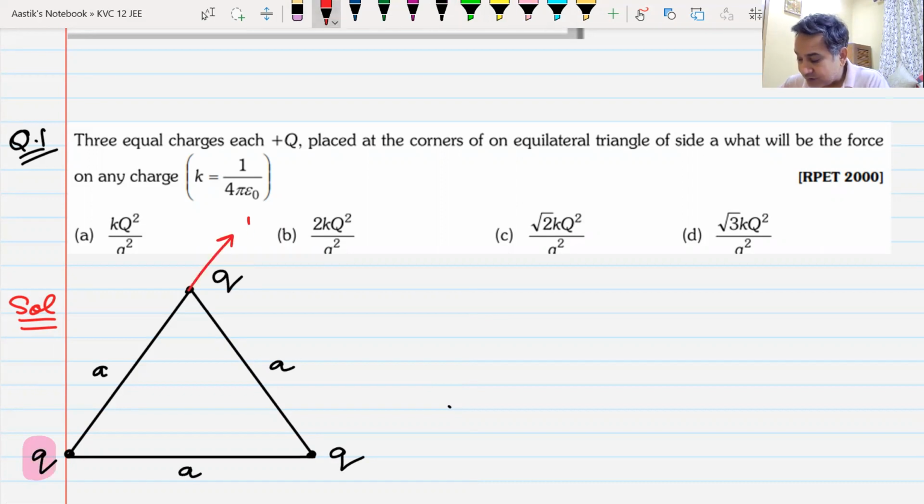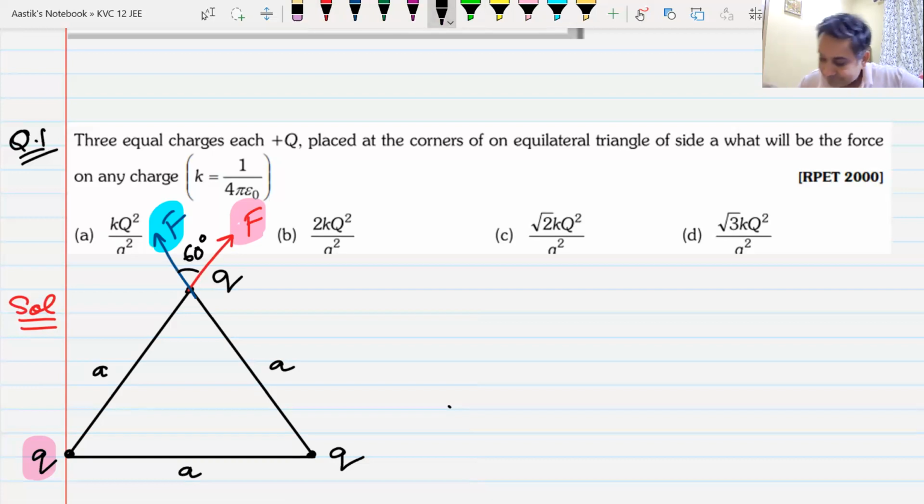This will be the force F. Because of this other charge Q, it is also going to be repelled. We call this force F. Both have the same magnitude. Why do they have the same magnitude? Because everything is the same. Yes or no? Then these are just two vectors. There are different ways in which you can find the resultant. You will find that the angle between these two forces is 60 degrees. Yes or no? Yes, sir.